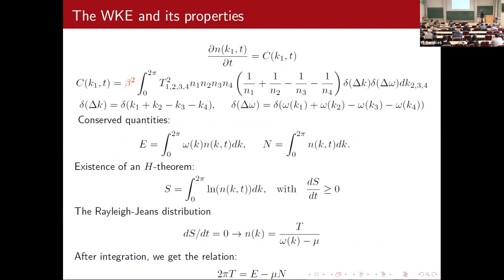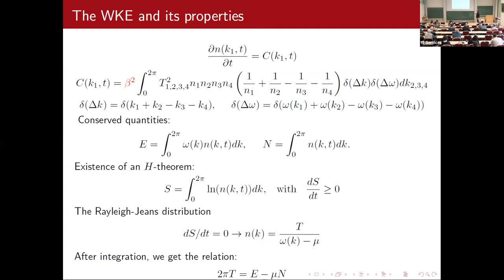Here you have a beta squared term. This is the collision integral. It's a triple integral. Actually, you have two delta functions here. One is over wave number and the other is over frequency, okay? And this T_{1234} is just a matrix that weights the interactions. One thing should be noted: usually the wave kinetic equation is written from minus infinity to plus infinity, but in this case it is from 0 to pi because we have a discrete system and this is periodic in Fourier space.